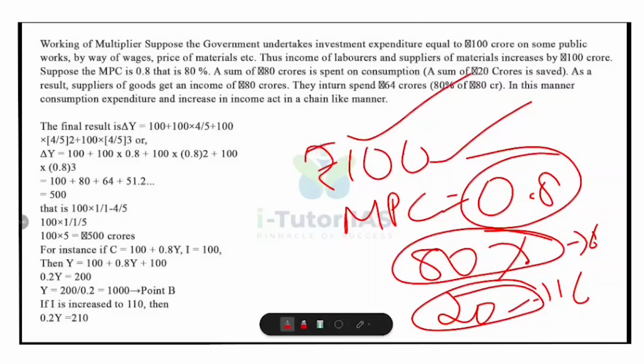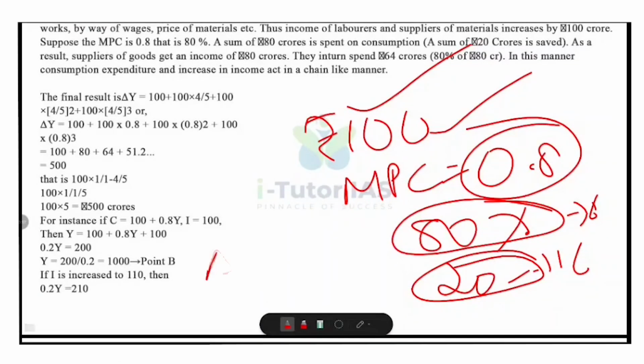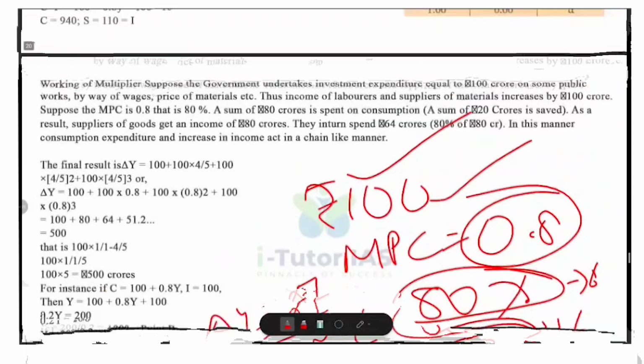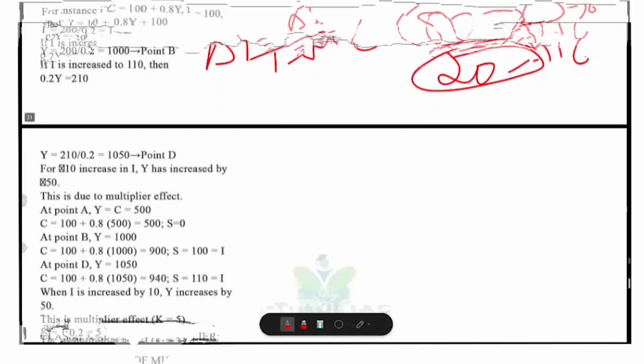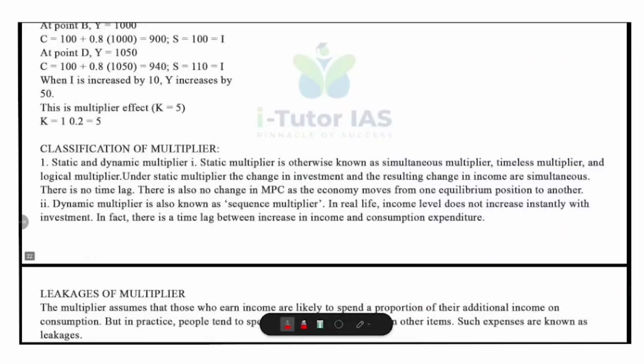So this infinite series can be summed up mathematically, that is delta Y is equal to delta I divided by 1 minus MPC. Okay, so the total income increases by rupees 500 crore due to an initial investment of rupees 100 crore. In short, the multiplier effect shows how an initial investment leads to a much larger increase in national income.